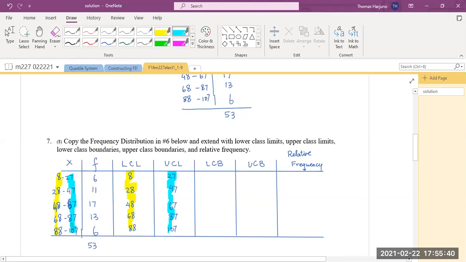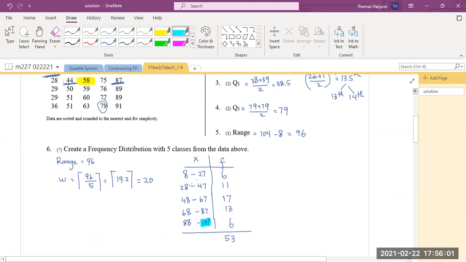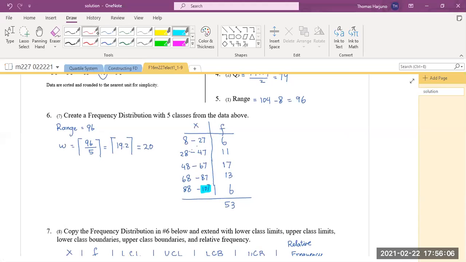Very easy, right? I don't really see people making mistakes when they construct a frequency distribution, except they usually make mistakes here. They think that the upper class limit for the last class has to be the maximum, which is not true. The upper class limit of the last class still follows the pattern where you keep on adding the class width, class width, class width, like that. That's how it should be done.